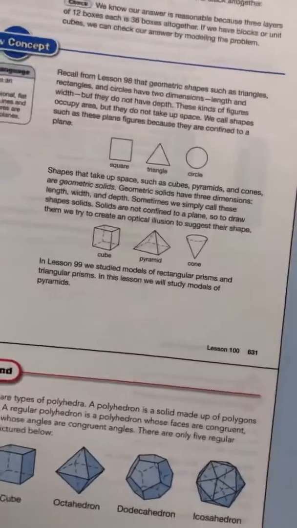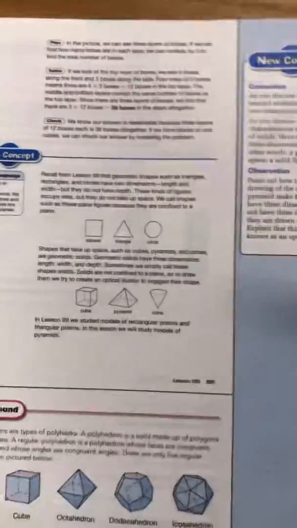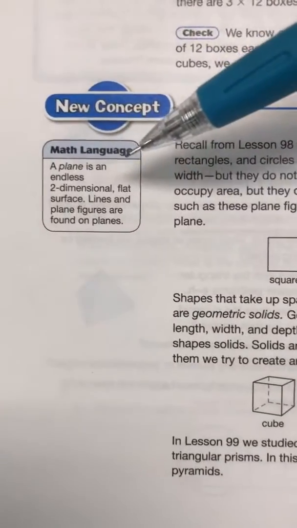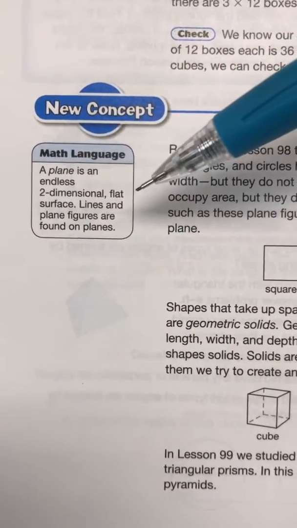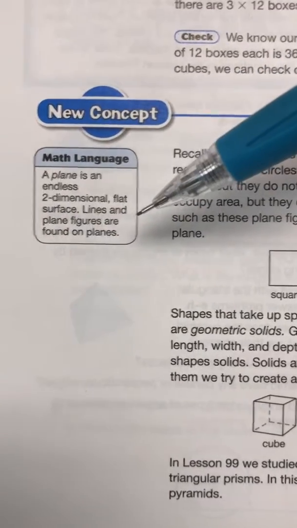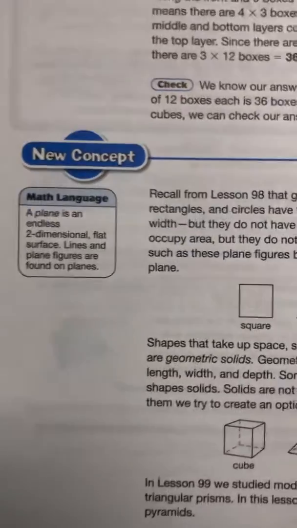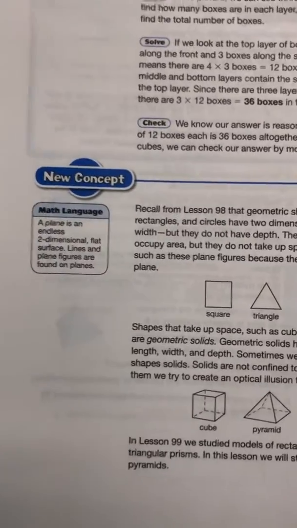And we are looking for my pencil. Okay, here we go. Now we get a new math language here. A plane is an endless two-dimensional flat surface. Lines and plane figures are found on planes. Okay, so as we read here, this will start to make more sense.